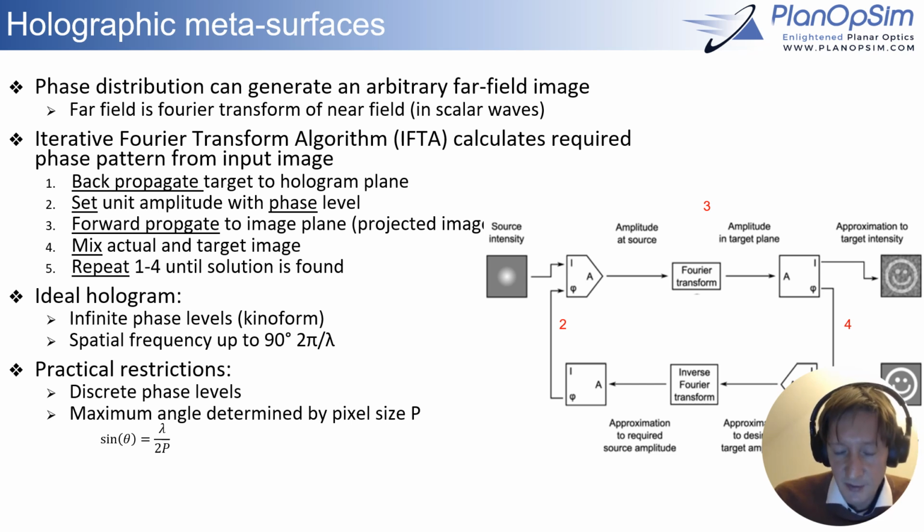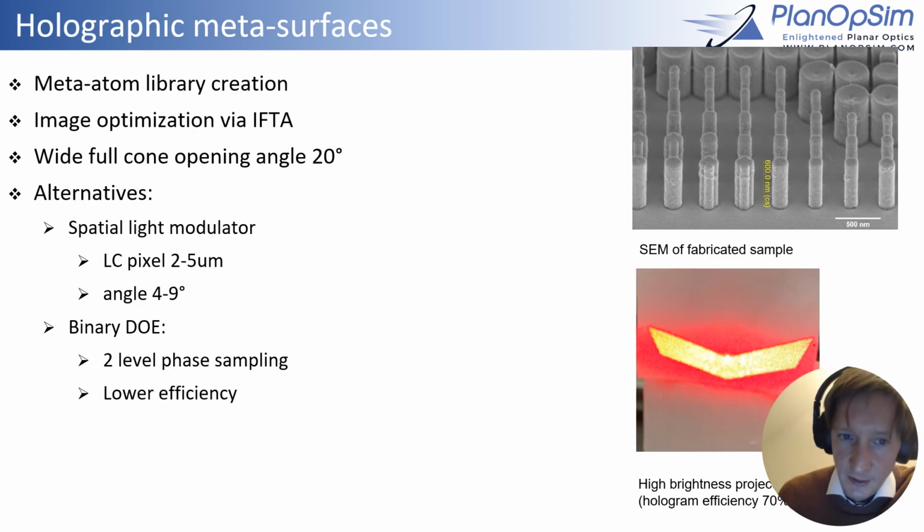Of course, in practice, we only have access to discrete phase levels, and we also always only have access to a finite pixel size. But precisely here, the metasurface has advantages compared to the conventional methods of making this, like a spatial light modulator, which has a relatively large pixel size, or a binary grating, which only has 2 levels of phase control. And we can indeed make these metasurfaces in this way, and this comes straight out of our software in this case.